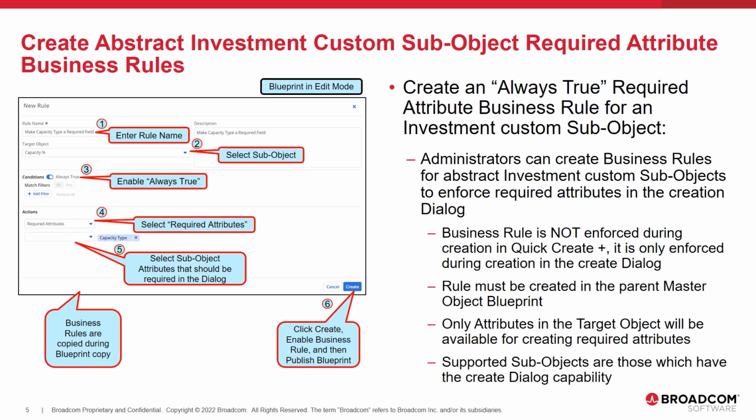As a reminder, for these types of business roles, they're not enforced in the Quick Create Plus experience, only in the Create dialog. And you would create these types of business roles in the parent master object blueprint. And you can build conditions and actions only on those attributes that are in the target object.